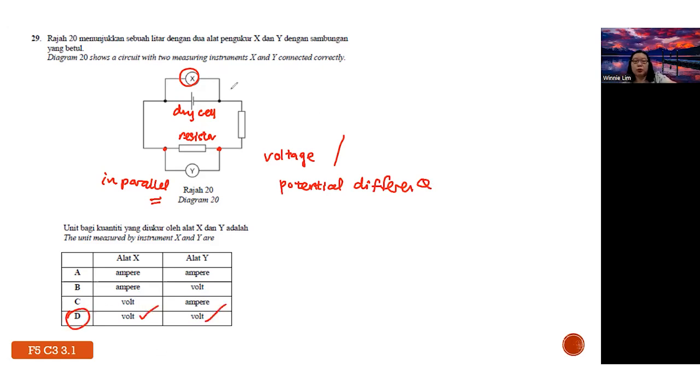If they want the unit to be ampere, right? That means current only. It means you arrange the ammeter in series with the circuit, then they may have the possible answer as ampere. So that's why now the ammeter is not in series, so there's no option for this one.